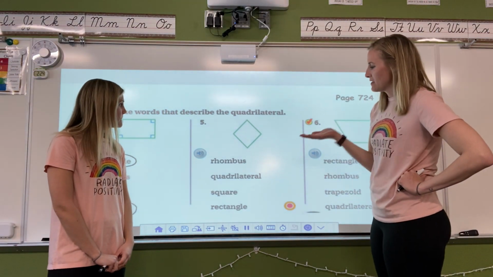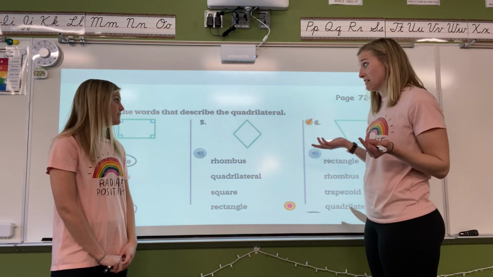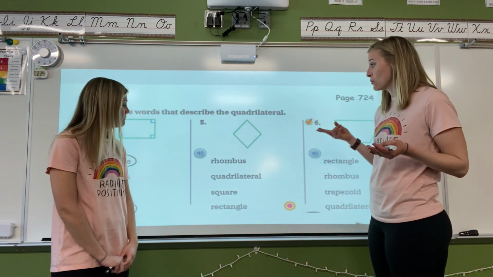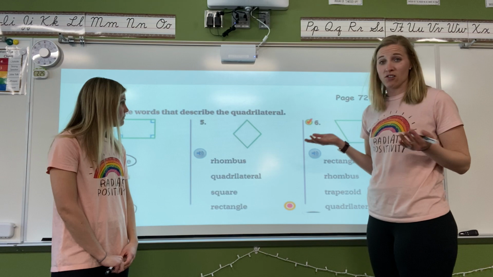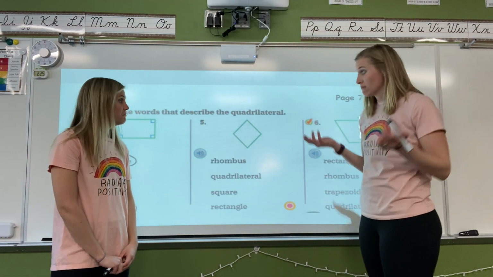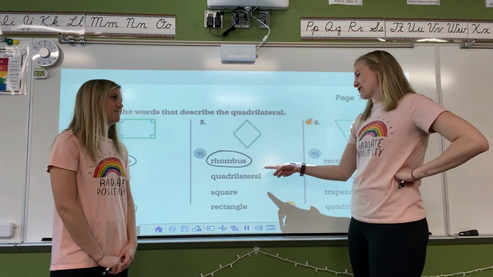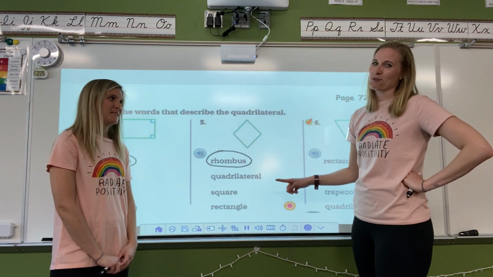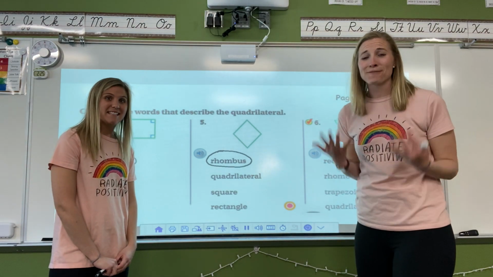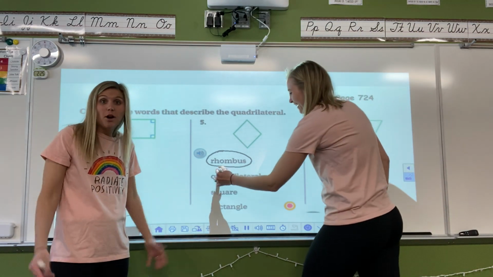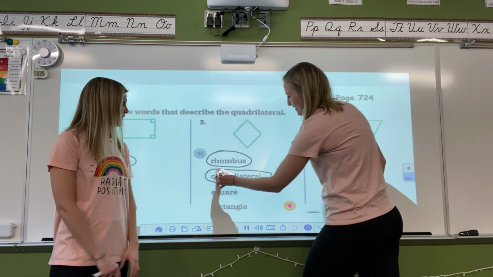So number 5, is it a rhombus? Well, I see that it has parallel sides, at least 2 of them, and I see that all the sides are equal. It's a rhombus. I feel like they're trying to trick me here. Is it a quadrilateral? Yes, it has 4 sides and 4 angles. Anything with 4 sides we know is always a quadrilateral.